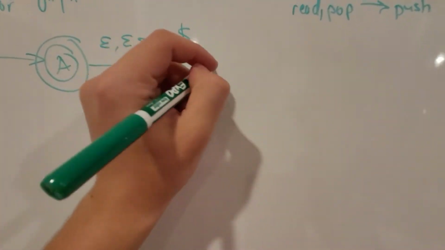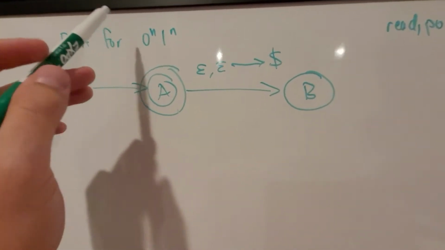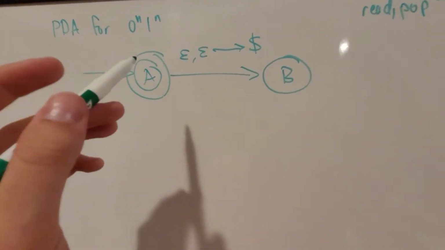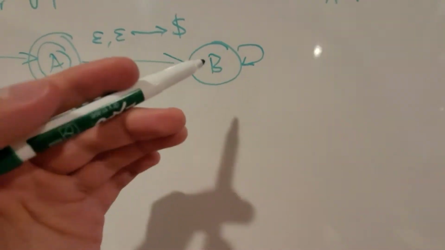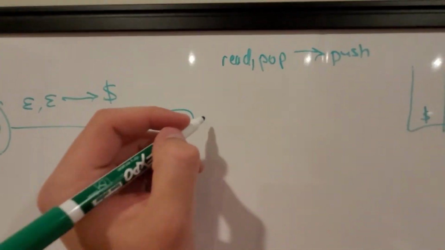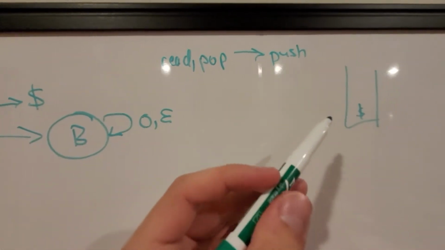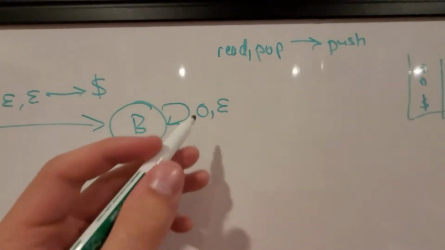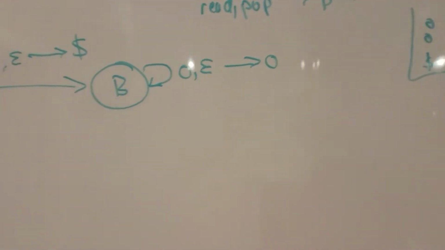Next thing to do, we go to a state B. Now, in state B, we need to read in all of our zeros. We know that our zeros come first here. So let's go ahead and read those in. How are we going to do that? Let's put a loop on here, and we are going to read our zero. We're going to pop nothing off the stack, because we basically just want to add our zeros to this stack, kind of up like this. So we read a zero, we pop nothing, and then we're going to push zeros onto the stack.